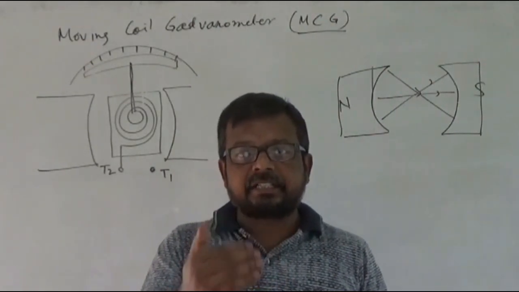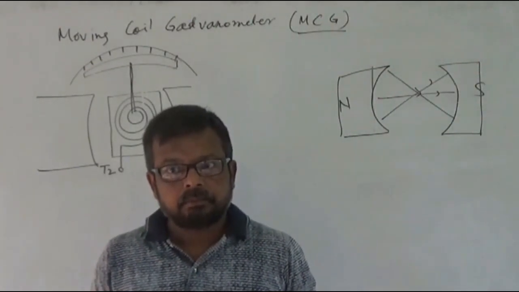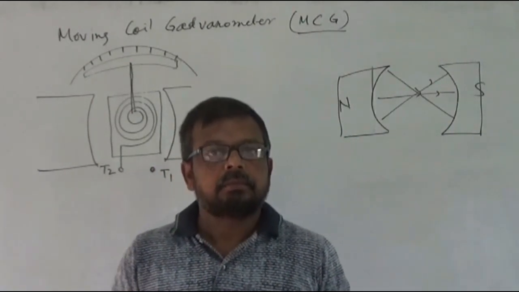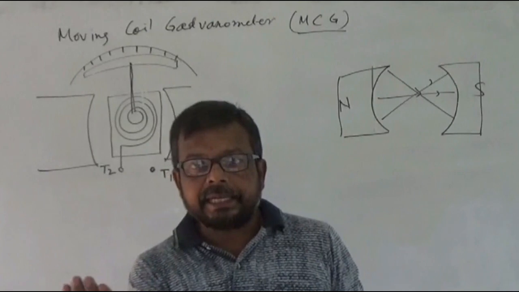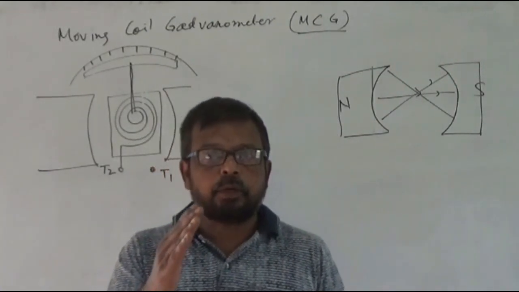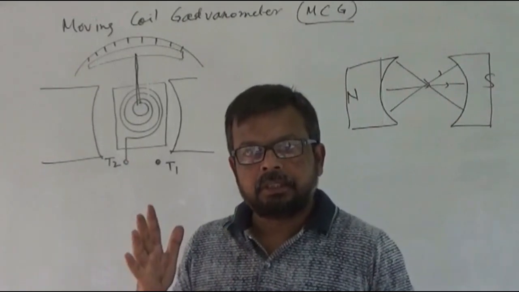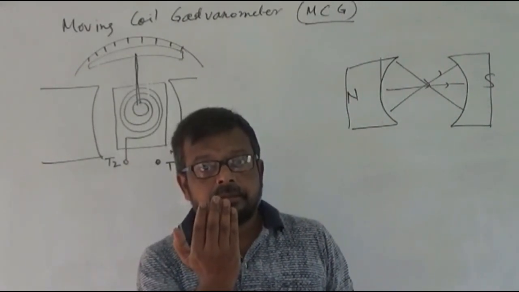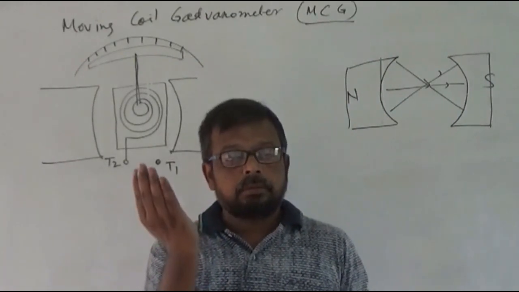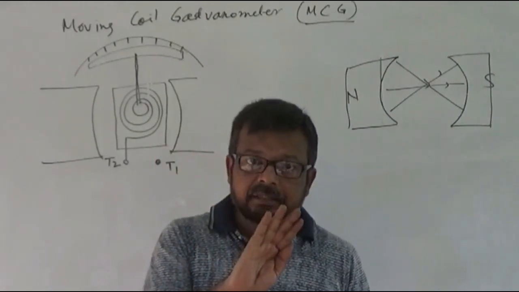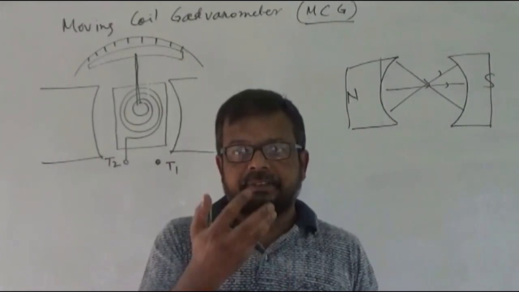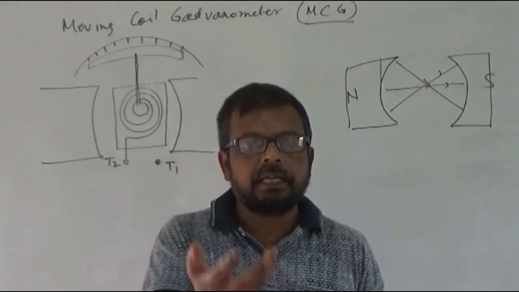As the coil gets deflected, by the elasticity of the spring, it tries to restore its position. As the coil gets deflected, the spring is twisted, and by virtue of elasticity, it tries to come back to its original position. That means a restoring torque is developed in the thread.